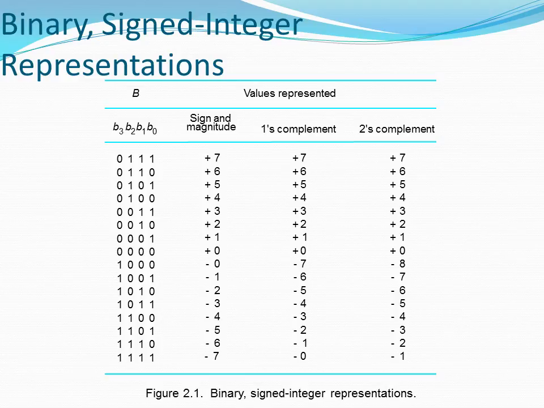So these are the binary representations. Here plus 7, plus 7, plus 7. For positive numbers all the representations have the same binary value, and coming to minus 0, minus 1, minus 2, minus 3, minus 4, minus 5, minus 6, minus 7, in sign magnitude they are different. So this table indicates how we are representing sign magnitude, signed 1's complement and signed 2's complement.